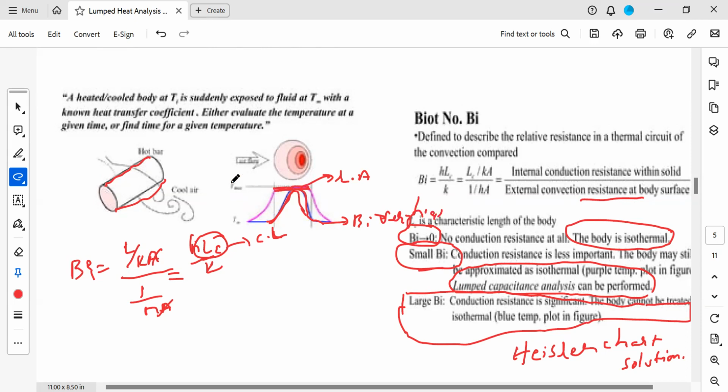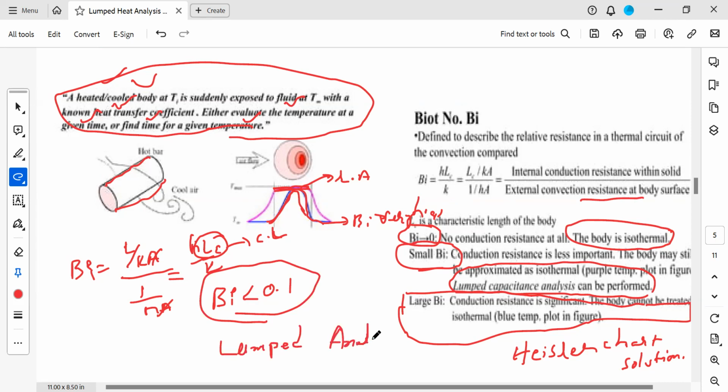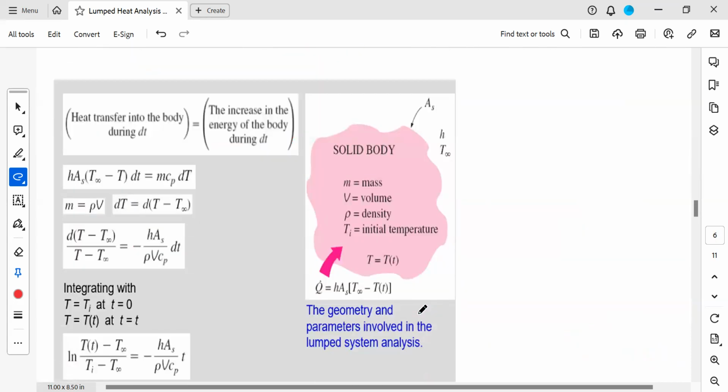So in the heating and cooling process, for a given h value, we can find the temperature for a given time, or the time for a given temperature, in a lumped analysis. This lumped analysis is applied only when the Biot number is less than 0.1. That is the applicability, or validity, of lumped analysis. Next we will see a small derivation.